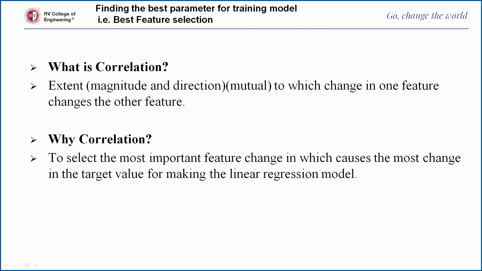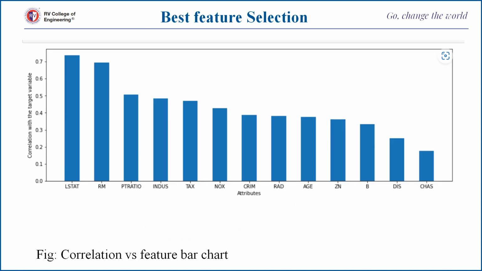So why are we using correlation? What's the importance of it? To select the most important feature, the one whose change causes the most change in the house prices, to be used for making the linear regression model.